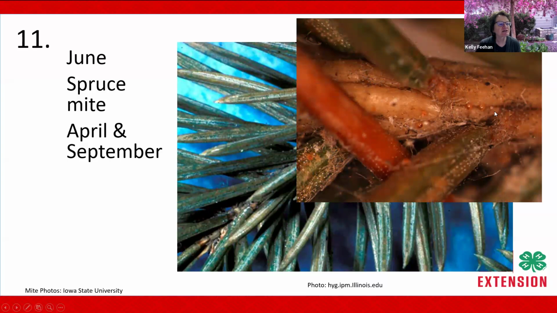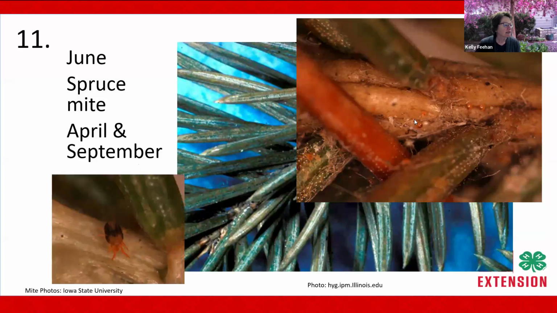They're reddish, kind of reddish orange, and that's a lot of times what we'll see on the plant during the summer months or the winter months. And the spruce mite is kind of reddish.